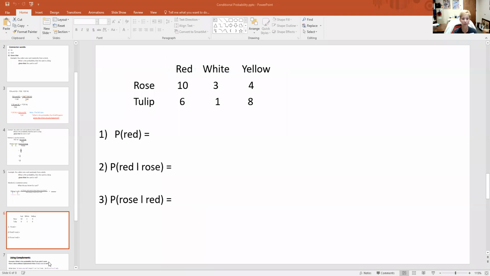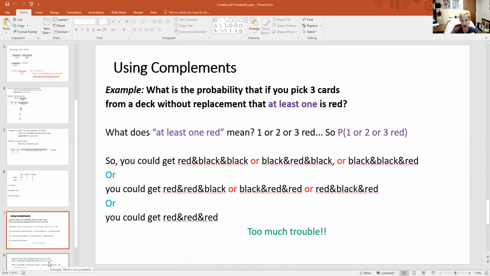Now let's talk about complements. We've gone over how to get complements, but not when we have compound events. So it'd be a problem sort of like this. What's the probability that if you pick 3 cards from a deck without replacement, so I pick 1 card, 2 cards, 3 cards, then at least one of your cards is red? Okay. So first of all, do we understand?